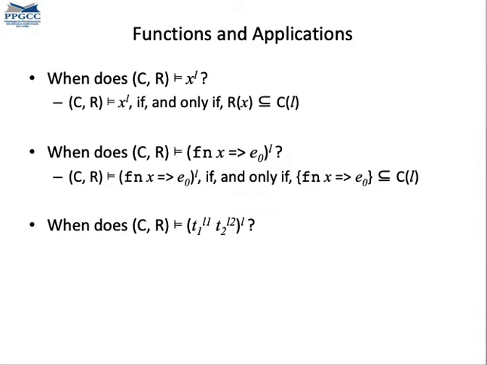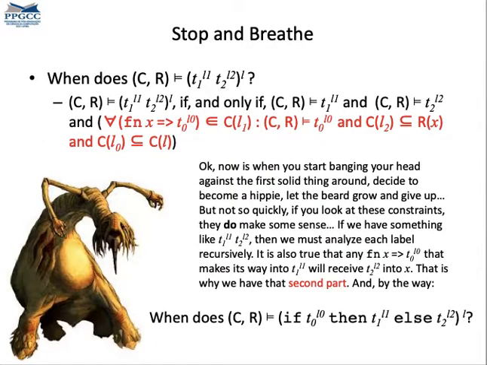Let's now focus on function applications. That will be trickier. So here we go. If we have something like T1 at L1 applied onto T2 at label L2, like in here, then we must analyze each label recursively, like we are doing here. In other words, CR must satisfy T1 at L1 and it must also satisfy T2 at L2. That's the recursive part. Now, the complicated part.